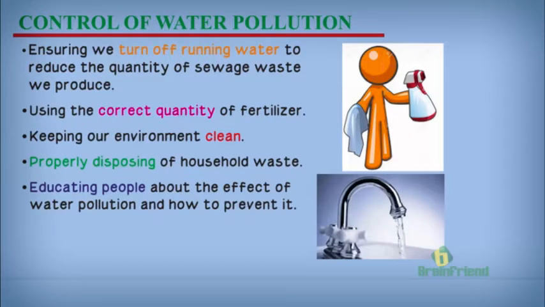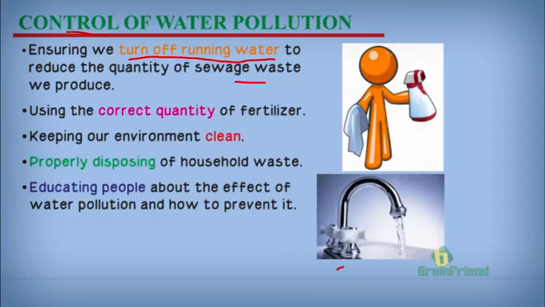What then do we do about water pollution? We can actually control it. One of the ways we can control water pollution is by ensuring we turn off running water. Why? Because when you turn off running water, it reduces the quantity of sewage waste that you produce.